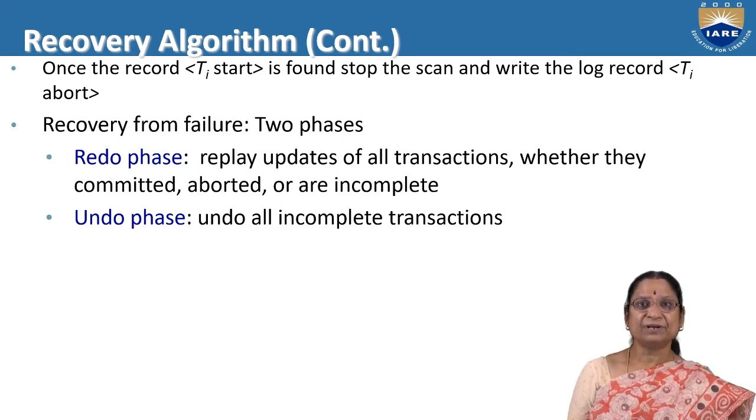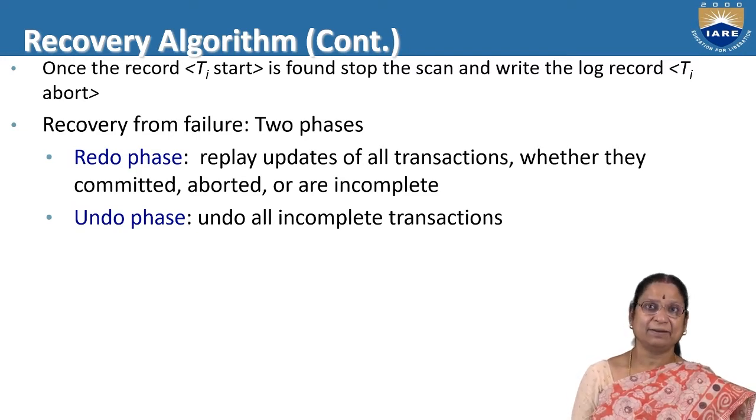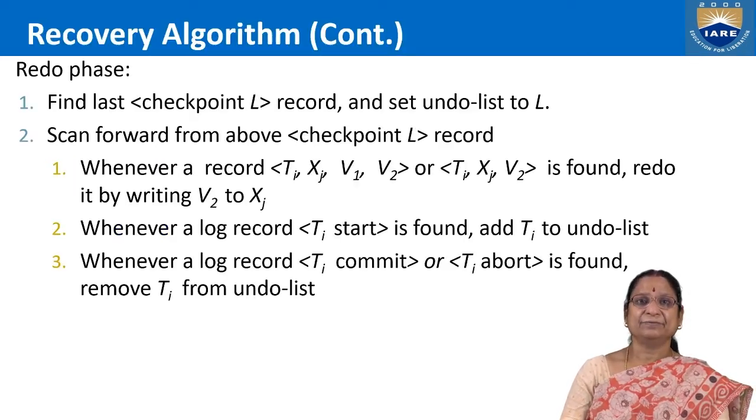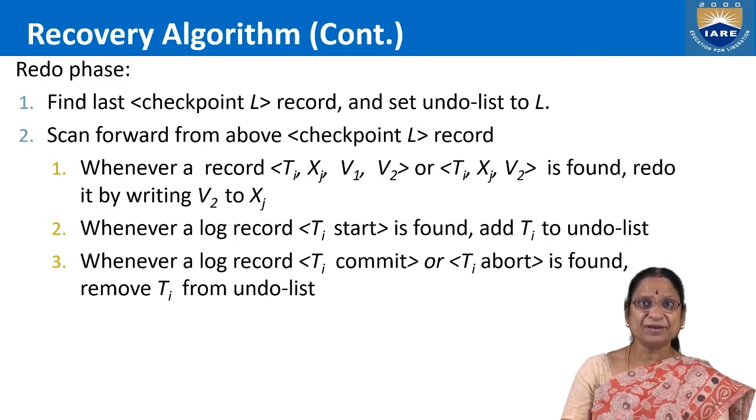In the undo phase, we undo all incomplete transactions. Redo is for all transactions, whether committed, aborted, or incomplete. The undo operation applies to all incomplete transactions, which are going to be undone. So how does the redo phase of the recovery algorithm actually work?